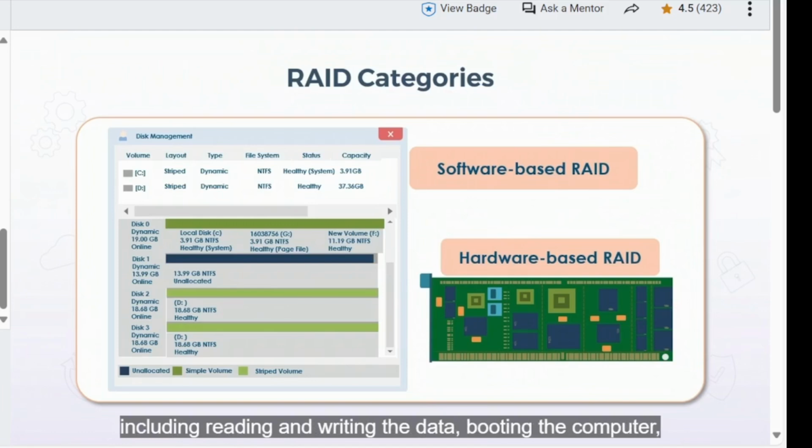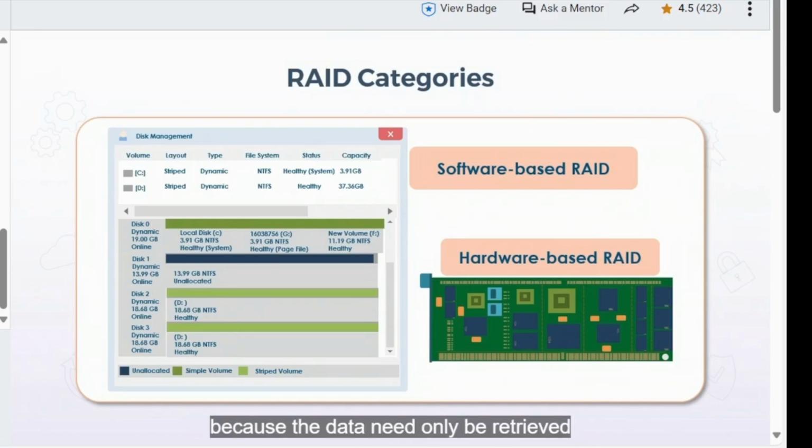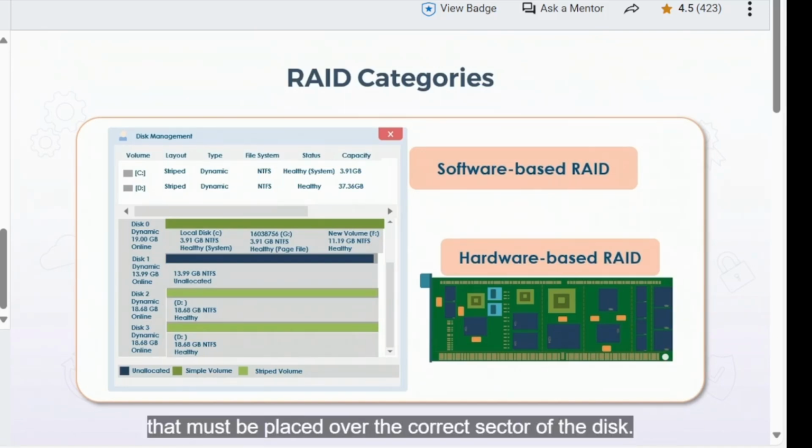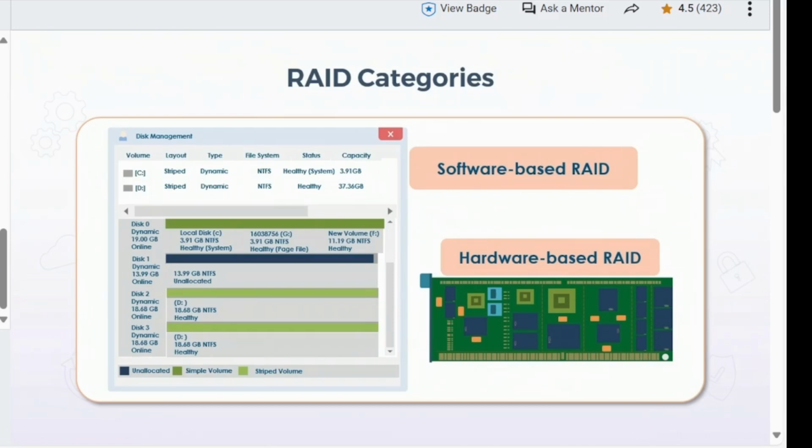So as far as your application is concerned, once it's in the cache, it can consider that data to be fully written and it can move on to other operations. So again, hardware-based typically is better in terms of performance, but of course you have to go out and purchase the RAID controller card, so it could be a little more expensive, but typically these days the cost wouldn't be all that high.